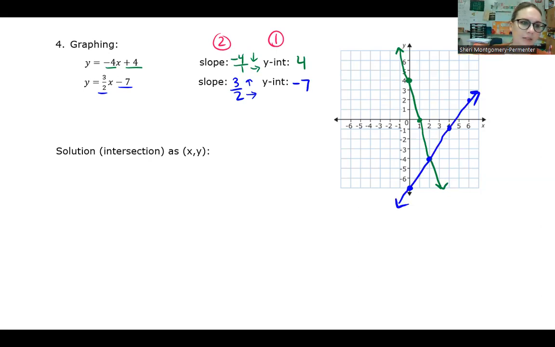Do my lines intersect? That's the answer. Where they intersect is the solution. It is your answer. So I just have to be able to identify that point. What is that point?